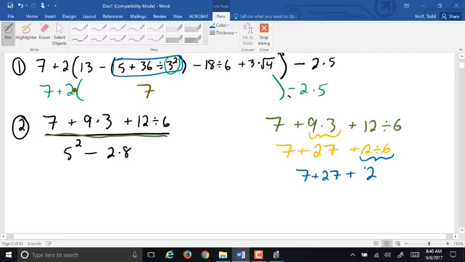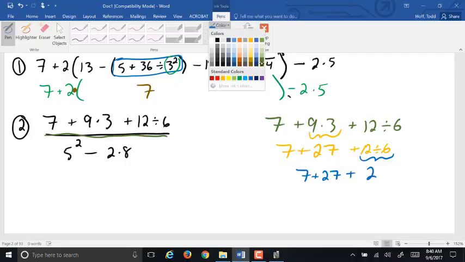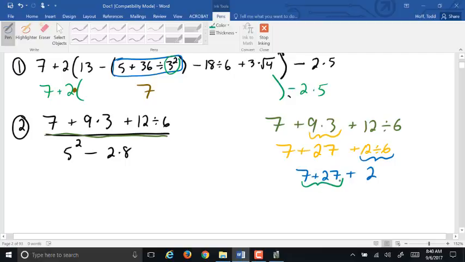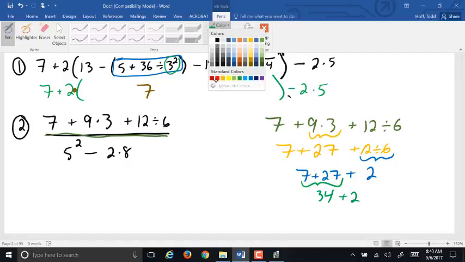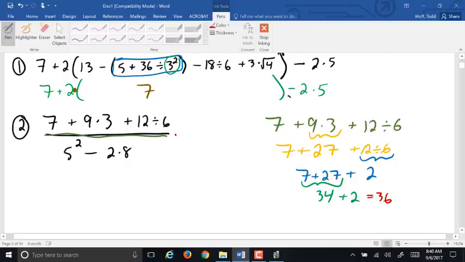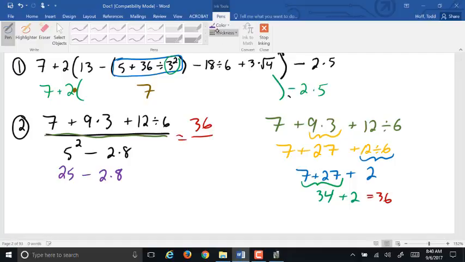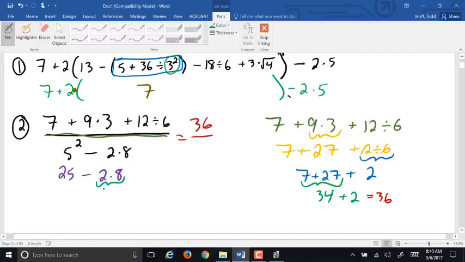Good. And then 27 plus 27 is 34 plus 2 is 36. So the top of this becomes 36. Now we have to work on the bottom. What happens first on bottom? 5 squared is 25. And then 2 times 8 is 16. 25 minus 16 is 9. So I have 9 on bottom. 36 divided by 9 is 4.